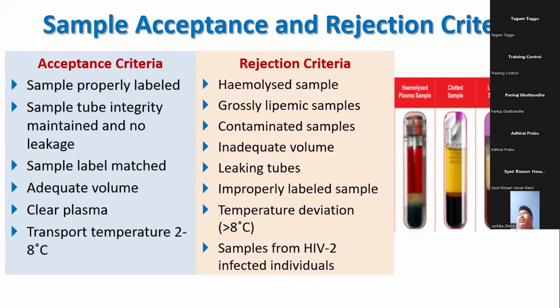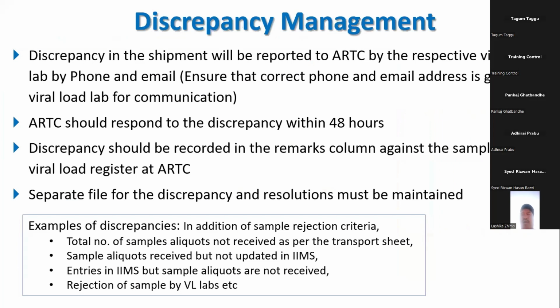Here in our national program, we are only performing viral load tests for HIV-1 and 2 co-infections. We are not doing any viral load for HIV-2 infected individuals. So a discrepancy will be informed in any case, either rejected, or an error, or a request for repeat of sample. The viral load lab will inform the ART center over the phone as well as by email, and ART support are expected to resolve this discrepancy or address it within 48 hours, within the same time frame.